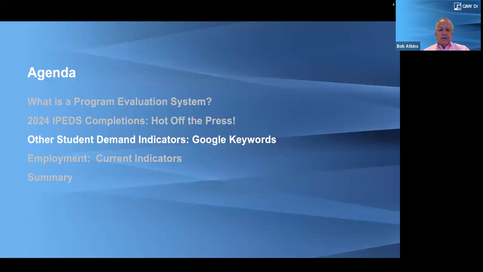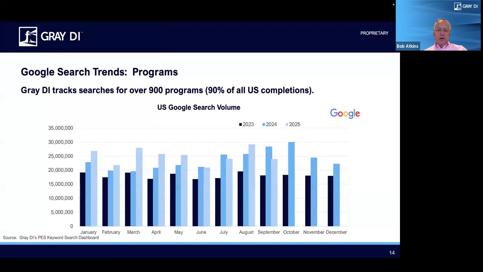Now let's take a look at some other indicators of demand. I'm going to look at Google keywords in particular. We pay attention to Google keywords because with a little bit of luck, they're a forward-looking indicator. That is, they tell you what students are looking for now online that they'll enroll in later. So it gives a little bit of headlights into the future. Let me explain how to read the chart first. The black is 2023, the medium blue is 2024, and the light blue is 2025.